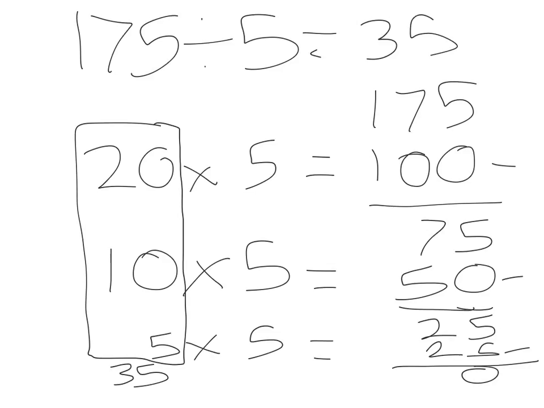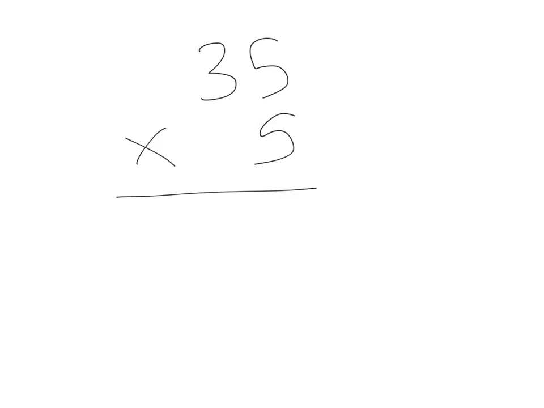Now let's check that by doing compact multiplication. 35 multiplied by 5. 5 times 5 is 25, so I put 5 down here. Carry the 2. 3 times 5 is 15, plus 2 more is 17, giving 175. I hope this video has helped you understand how to do the chunking method.